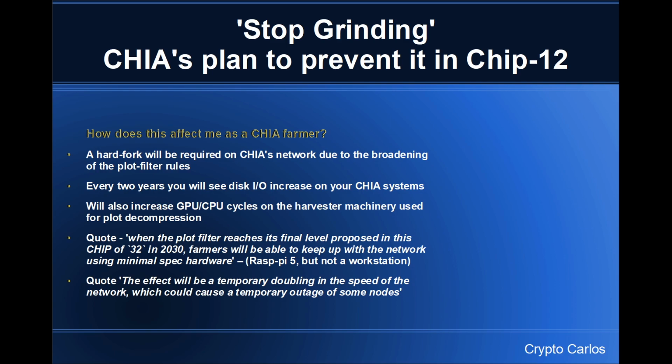But they don't mention what that minimal spec hardware is, but fortunately some farmers asked that question in the actual chip blog itself, and I'll put a link to that in the description so that you can go and look at that in more detail yourself. But they do mention that a Raspberry Pi 5 might be the minimal spec hardware in order to continue harvesting once this plot filter change goes into place, but they say it will definitely not be a workstation.